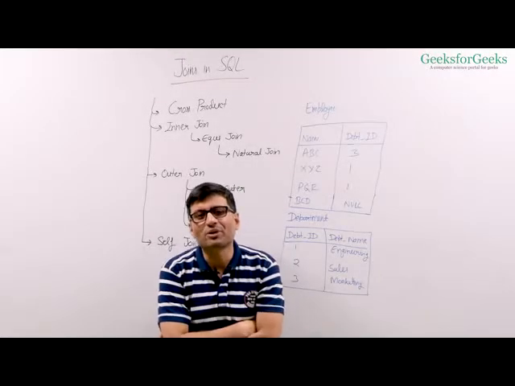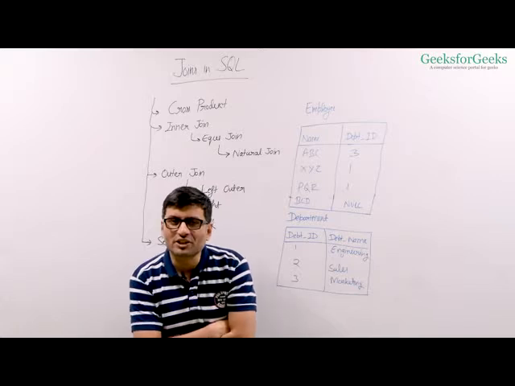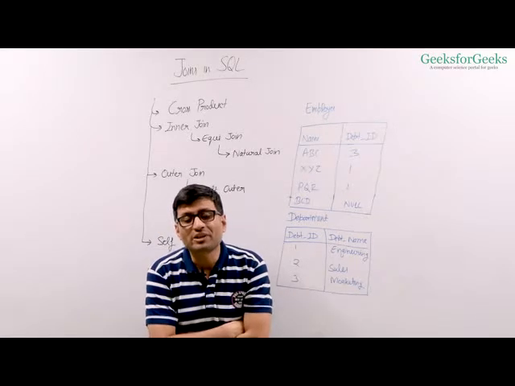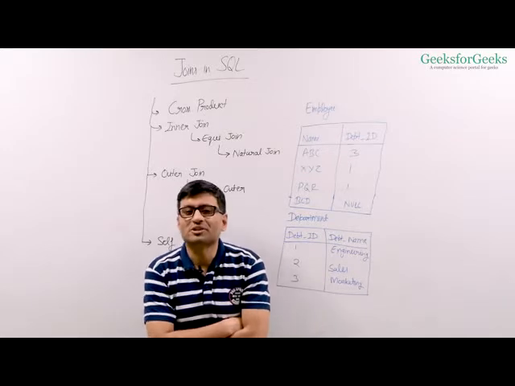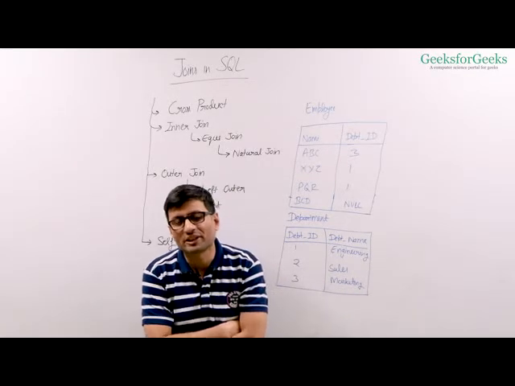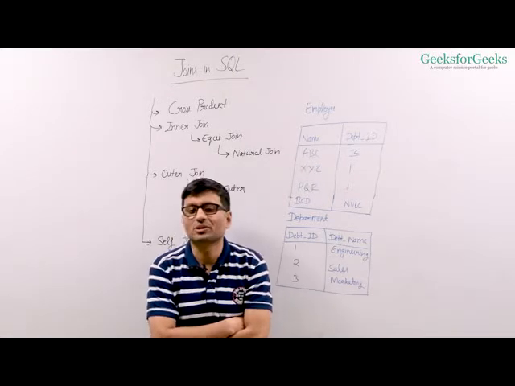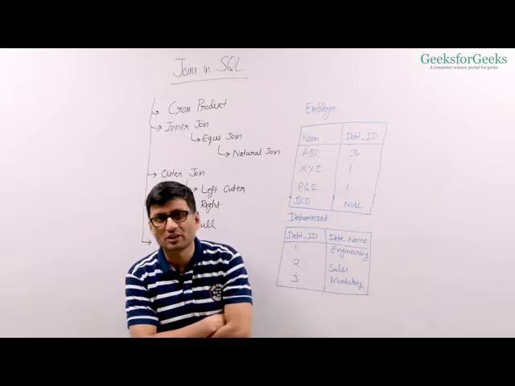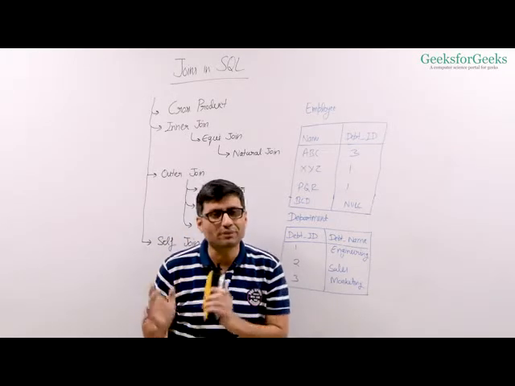Hi, in this video we are going to talk about joins in SQL. When we learned normalization, we saw that we need to split the data across multiple tables so that we have minimum redundancy. And why do we want to minimize the redundancy? Because we do not want to have those anomalies: insert, delete and update anomalies. So we need normalization, and normalization means we split the data across multiple tables.